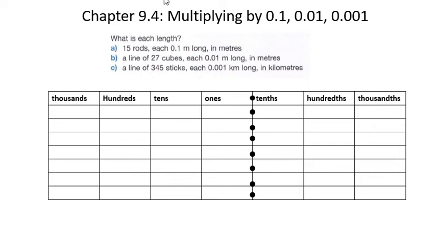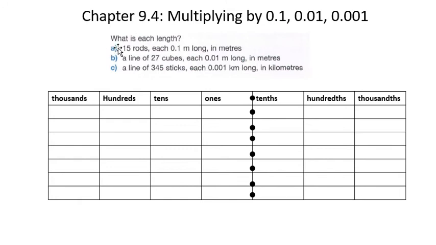Welcome back, everyone, to Chapter 9, Section 4, Multiplying by Tenths, Hundredths, and Thousandths. So we're going to now do the multiplication similar to how we've done it in the past. But today, I'm going to be using the digits as opposed to the base 10 blocks. However, for a question like this, you are completely welcome to use the base 10 blocks. So let's see if we can go through these.